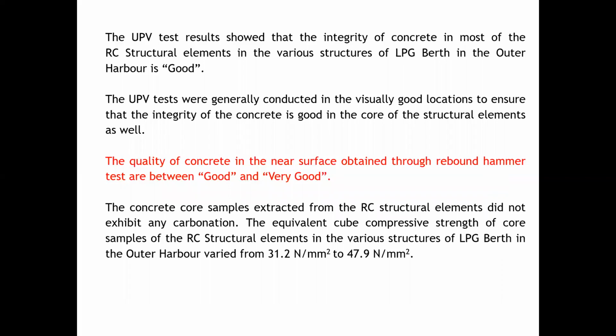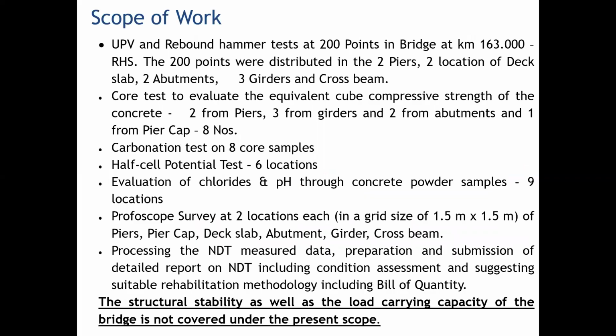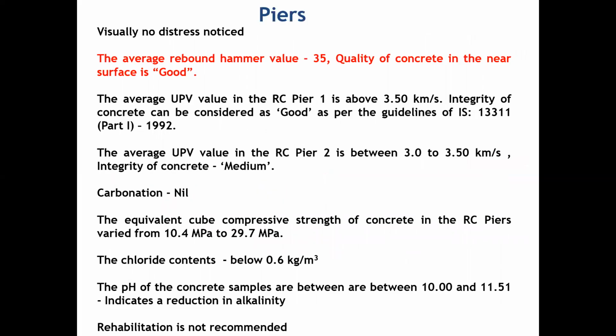The quality of the concrete in the near surface, assessed through the rebound hammer test, is between good to very good based on that number. In another site, I suggest the bridge, where the testing of about 200 numbers of ultrasonic, 200 numbers of rebound hammer on abutment, pier, many other places. When you wanted to refer to this based on the number, look at this now. The average rebound number value was 25. So we can infer the quality of the concrete in the near surface is good with respect to the pier.